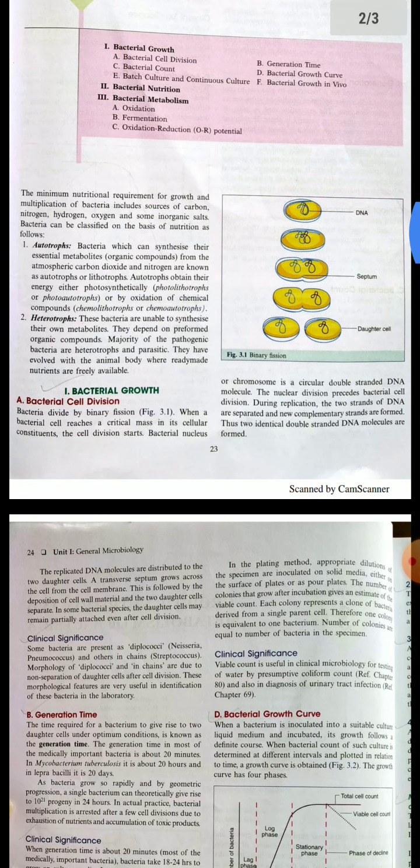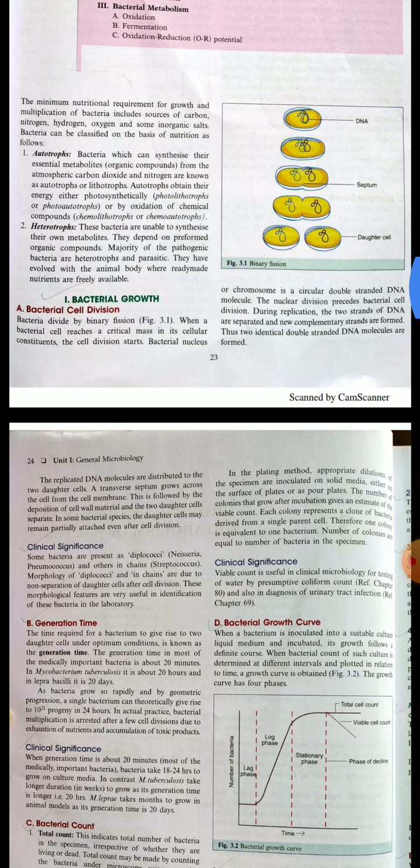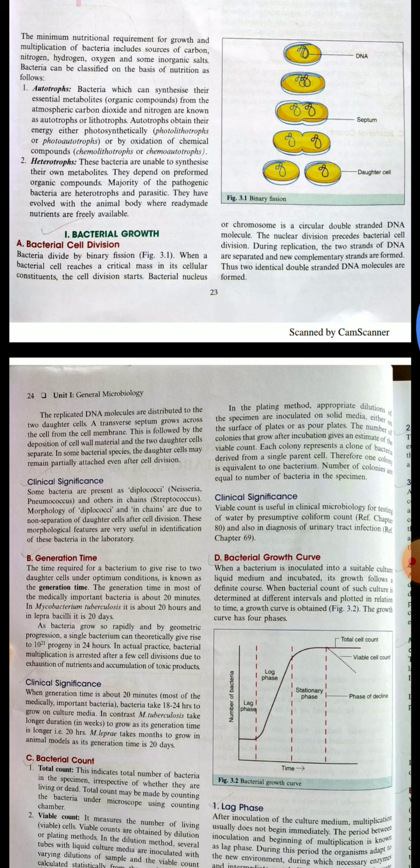Next, we will talk about bacterial growth. First, we have bacterial cell division. The bacteria divides by binary fission. When a bacterial cell reaches a critical mass in its cellular constituent, the cell division starts.